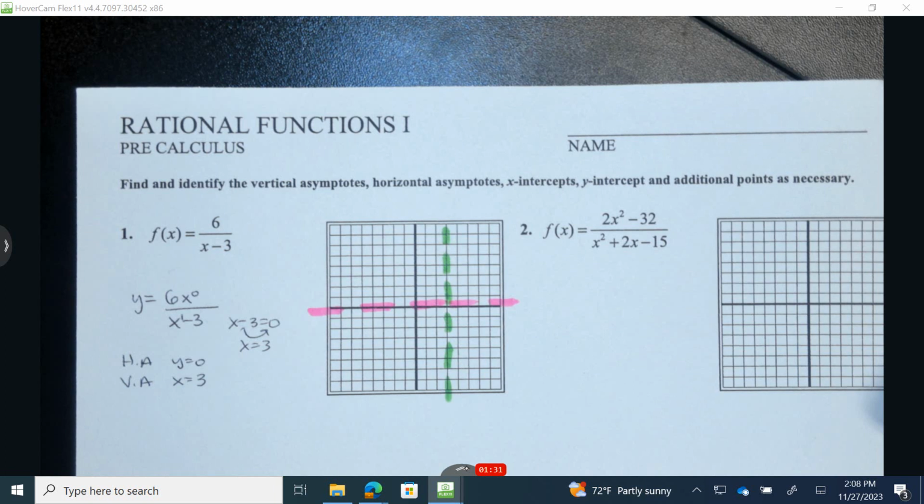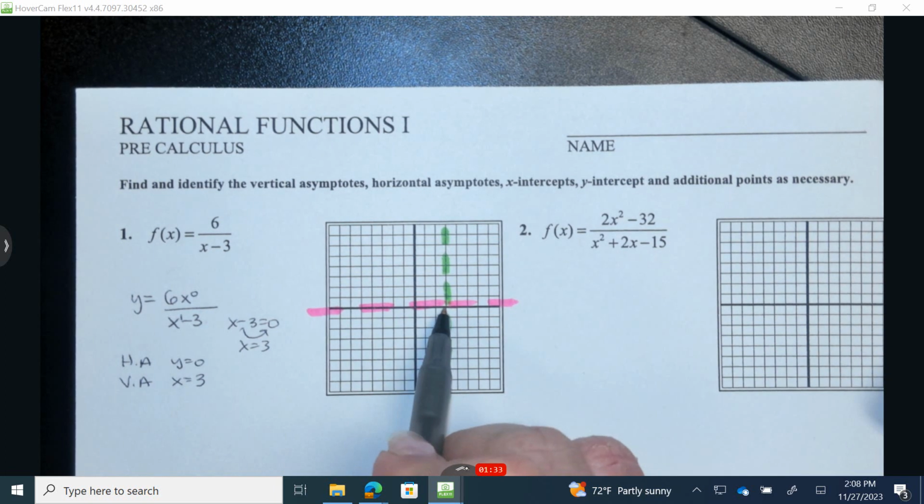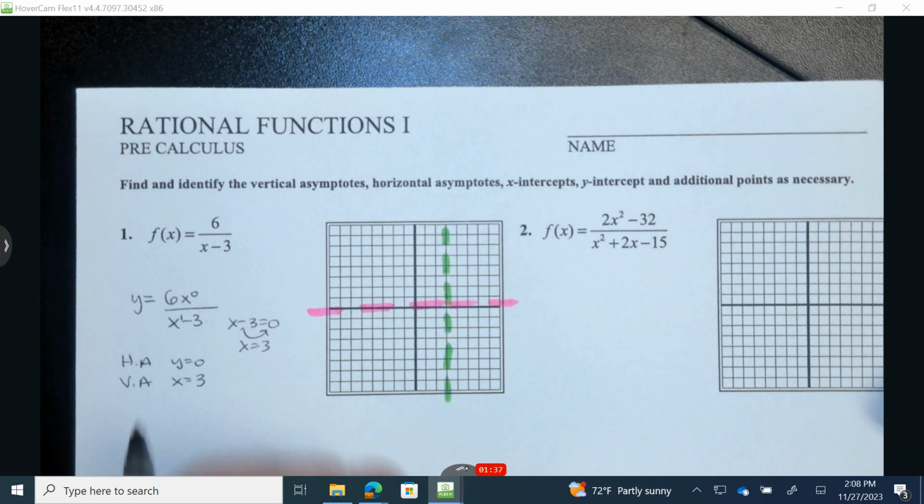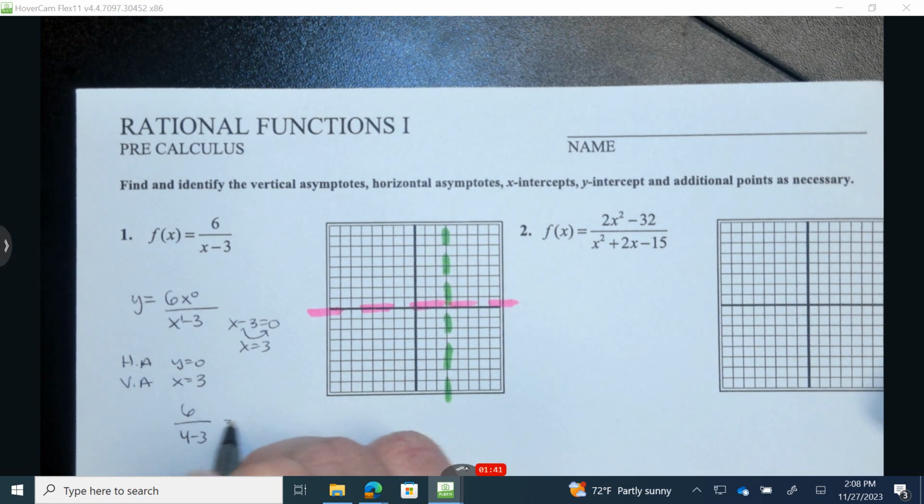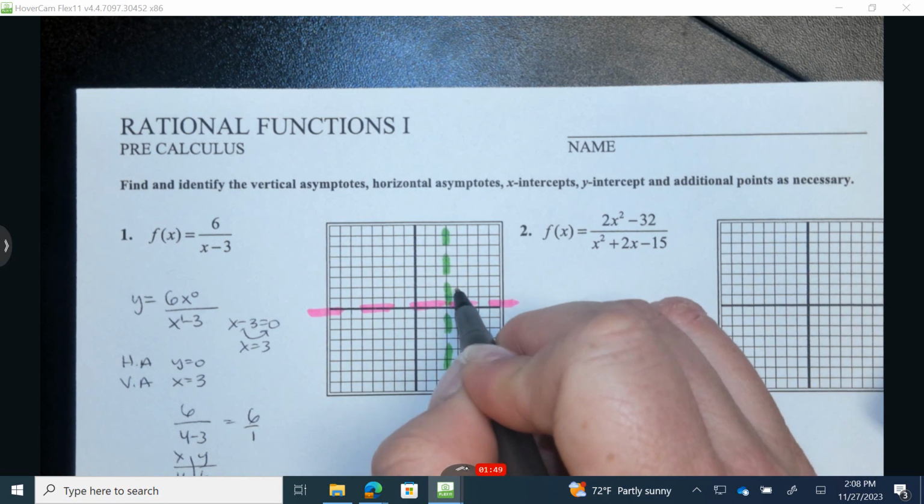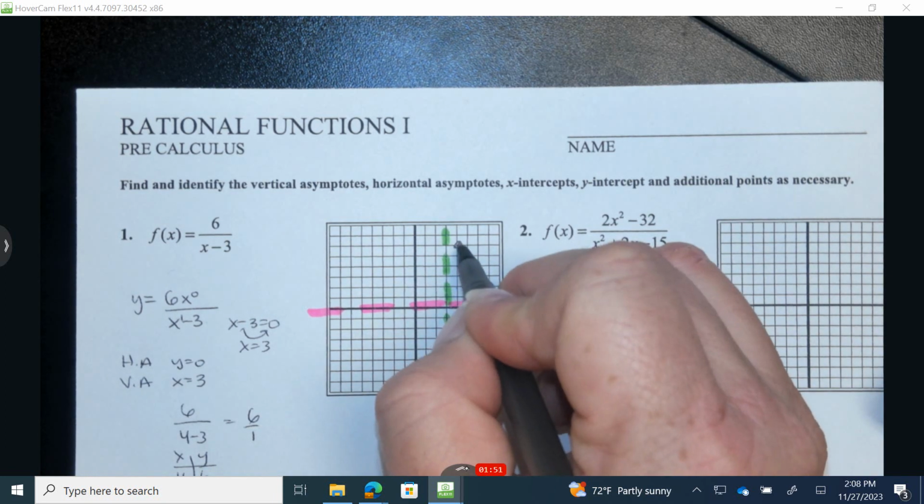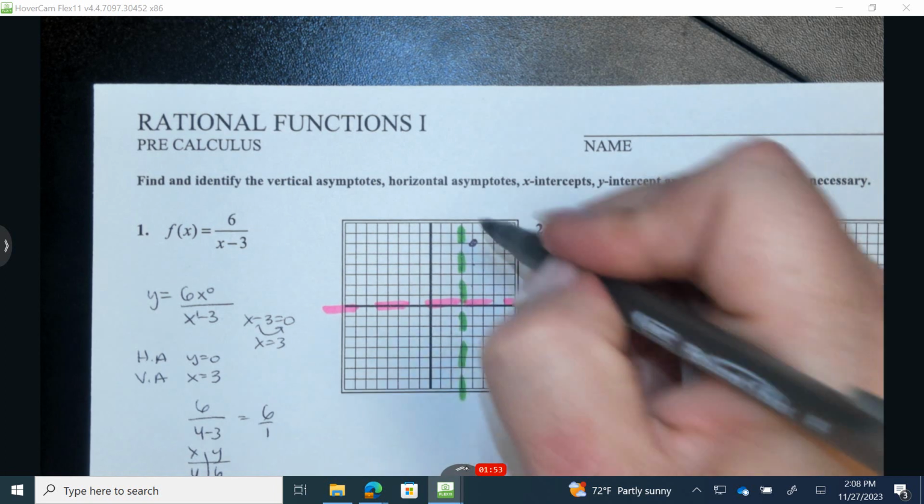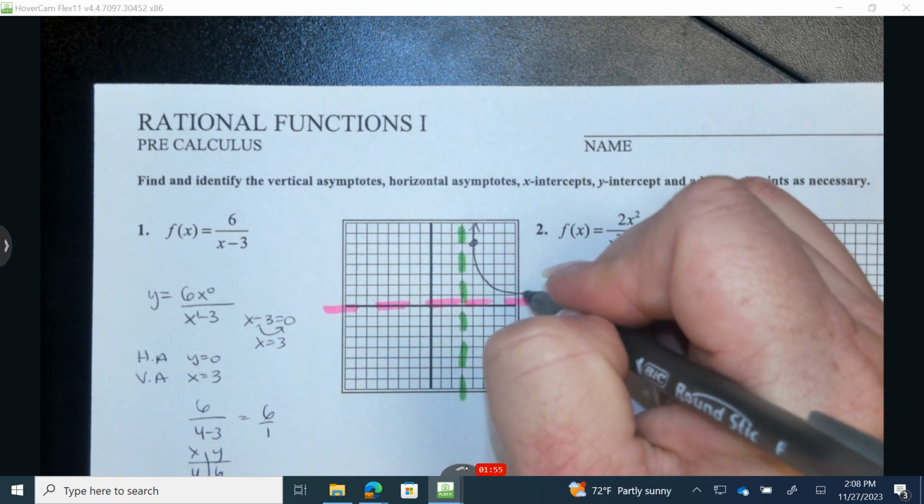All right, well, let's go ahead and graph this. I'm going to choose a number to the right. So 1, 2, 3, 4. I'm going to choose 4. 6 over 4 minus 3 would be 6 over 1. So when my input was 4, my output is 6. So I'm going to go over 4 and up 6. 2, 4, 6. So I know I have a function that looks something like this.